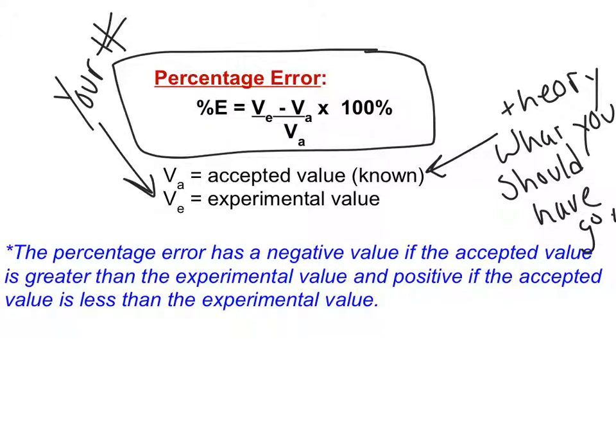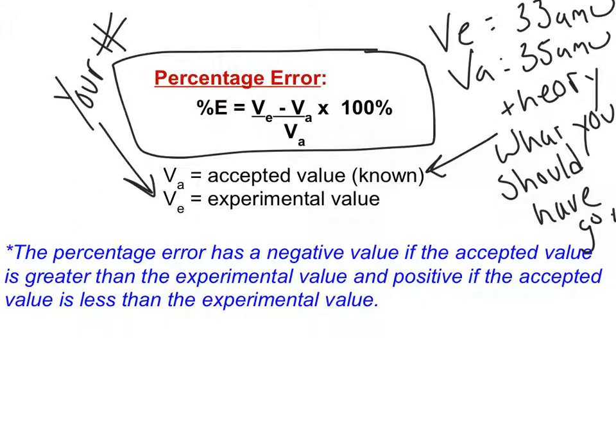So just as an example, let's say I did an experiment to determine the mass of chlorine, and my experimental value came out to 33 AMUs. That would be what I got for the mass of chlorine. Now I could use my periodic table to look up the accepted value, which is 35 AMUs. So the accepted value is found on a table in a chart that you'd be able to look up. The experimental is your number.